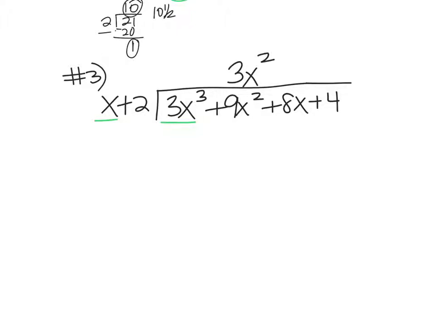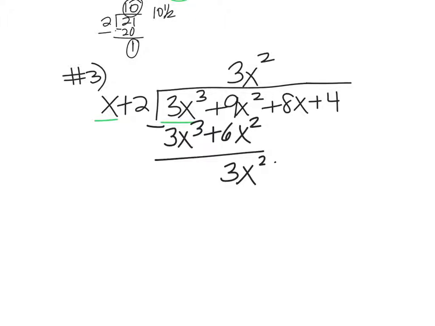Okay, now take the 3x squared and distribute it to both. So 3x squared times x is 3x cubed. You will get the same thing here every single time. 3x squared times 2 is 6x squared. And now subtract. So the first 2 will cancel out. You get 9x squared minus 6x squared is 3x squared. Bring down the plus 8x. And then do it again.